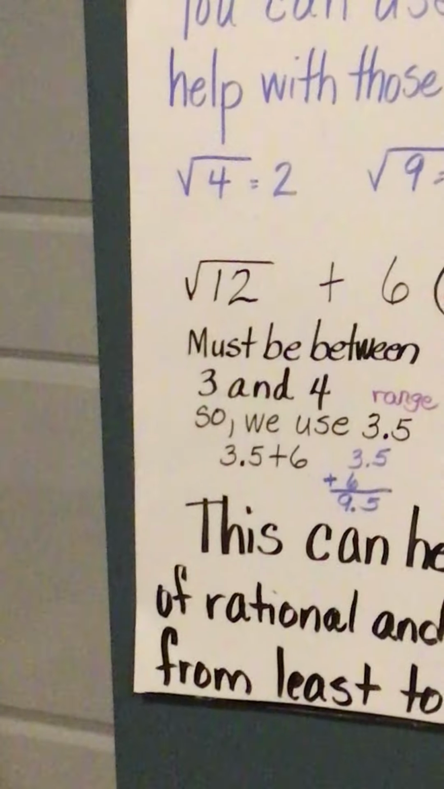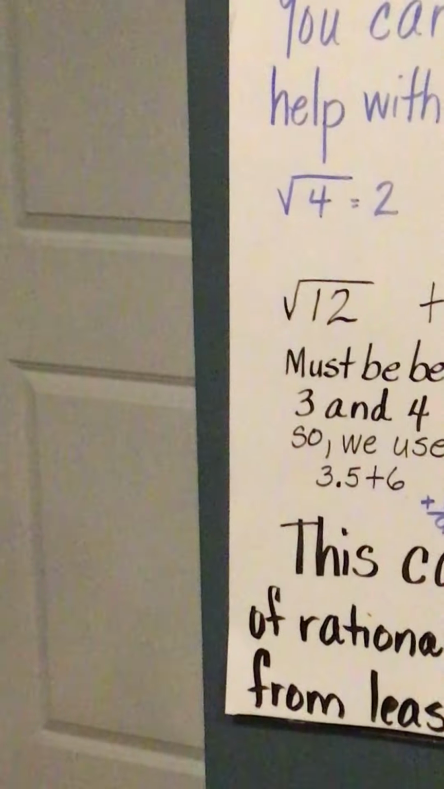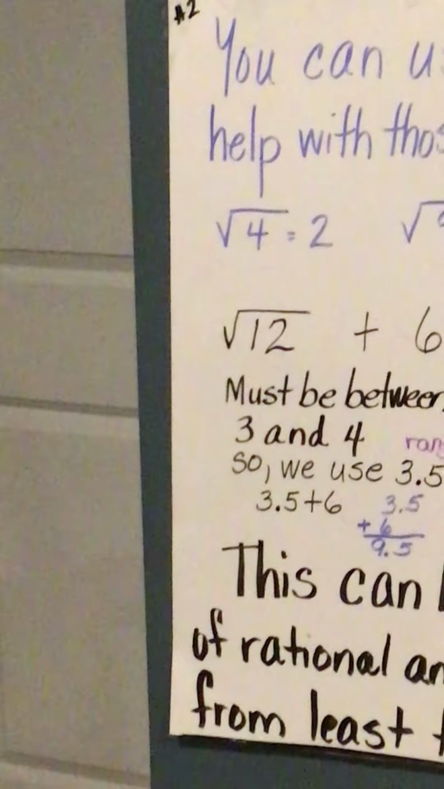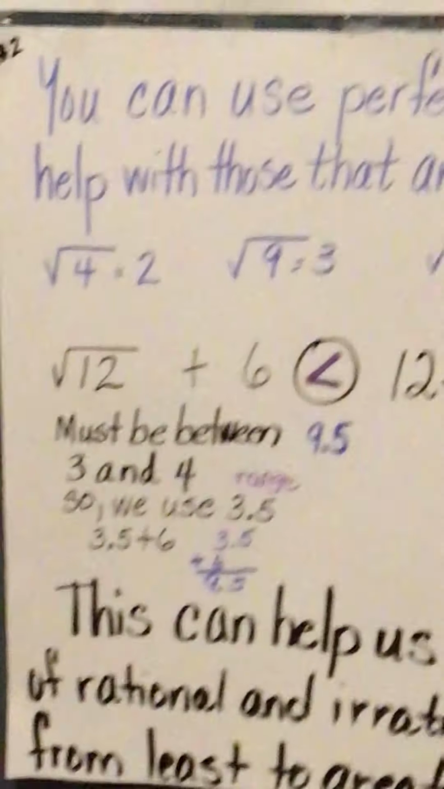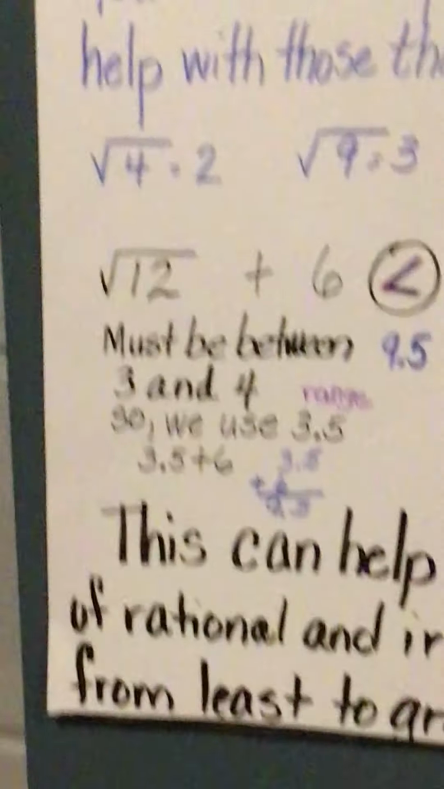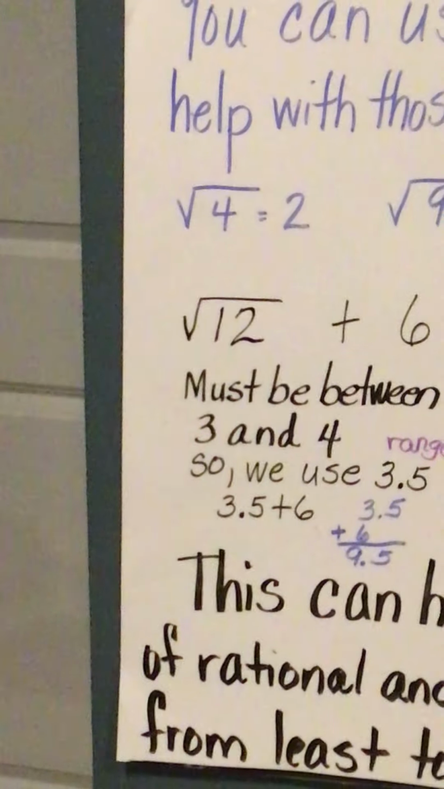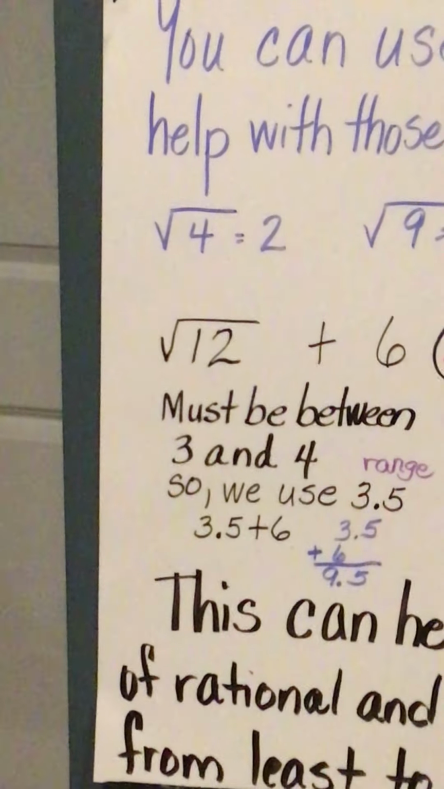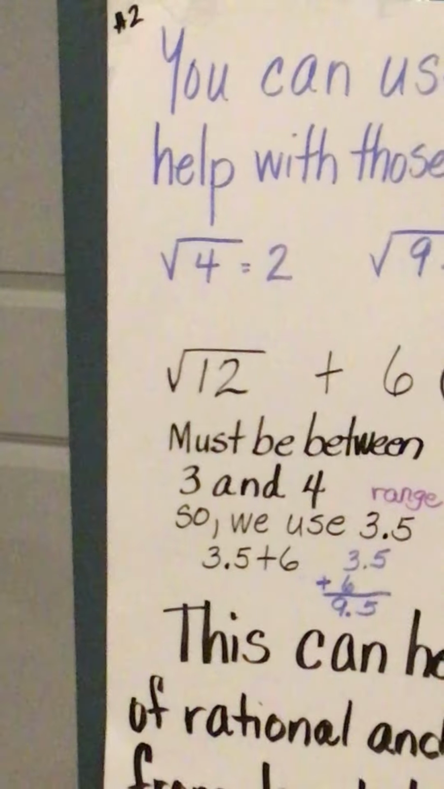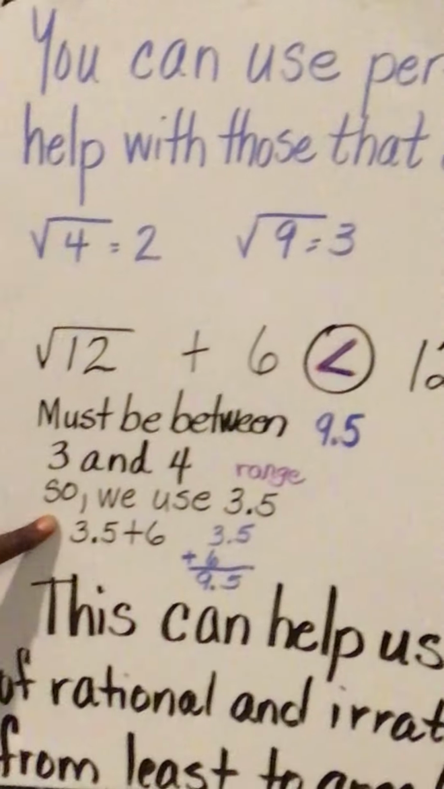Now, when we do the math on that, when you have your calculators with you, you would know that 3 squared is 9 and 4 squared is 16. So you have to look within that range for the closest decimal. Okay? So that's why I came up with 3.5.